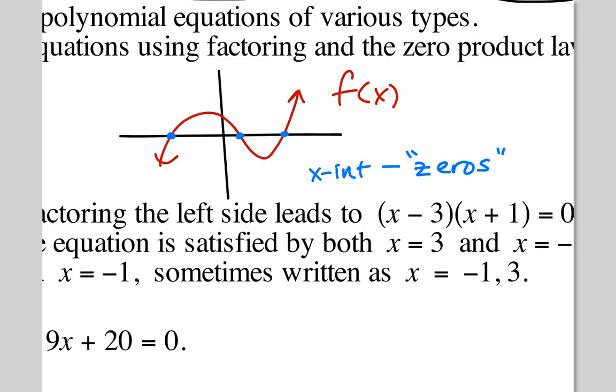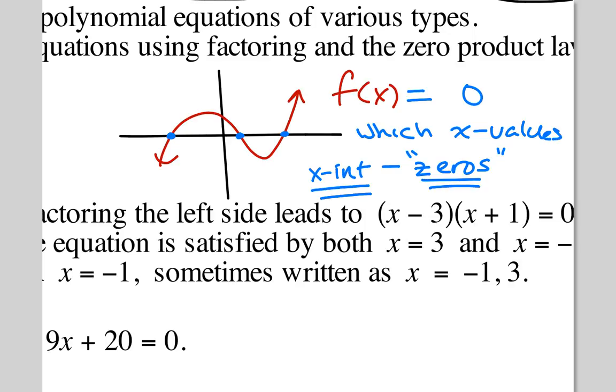Where is this polynomial 0? Which x values make this polynomial 0? Which x values make the polynomial 0? And they're called x-intercepts or zeros. Any questions on that? Those functions can look like anything.